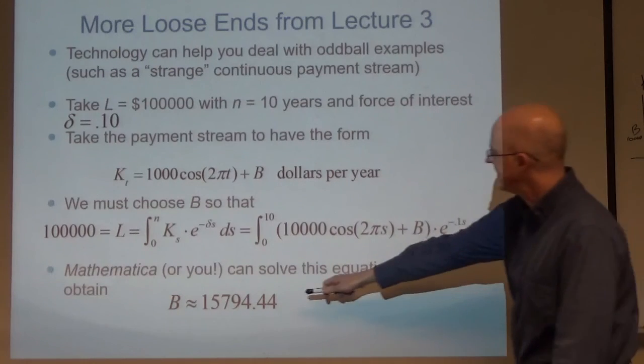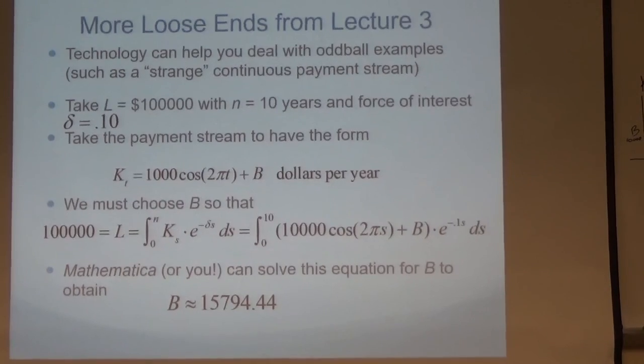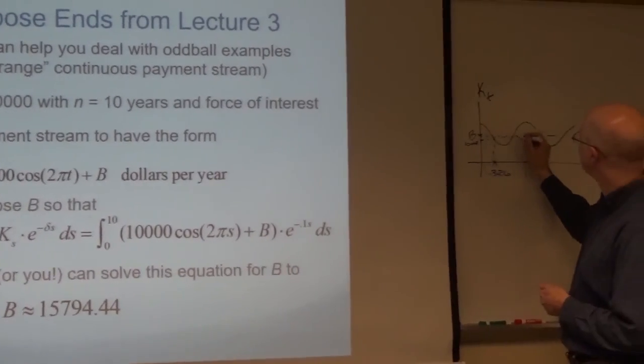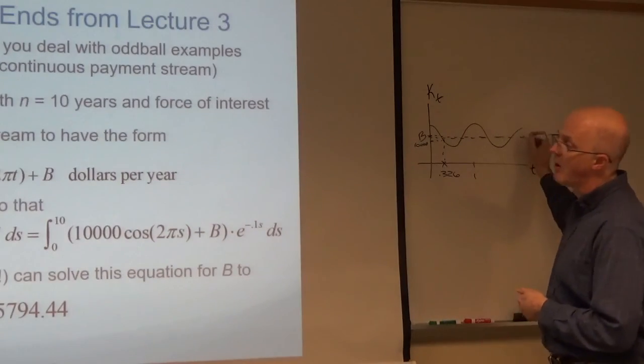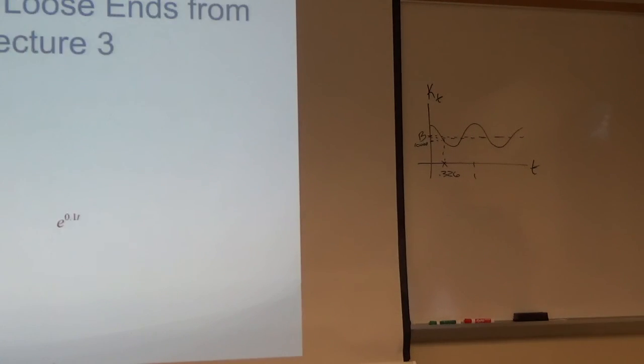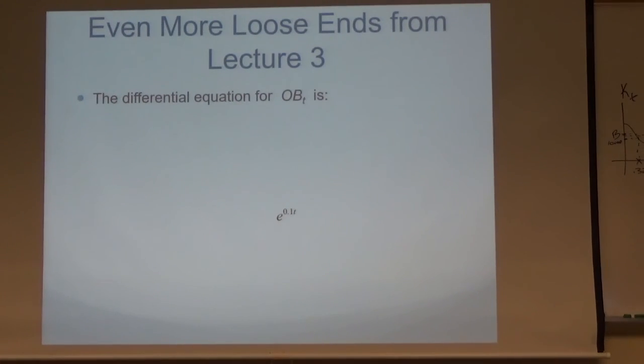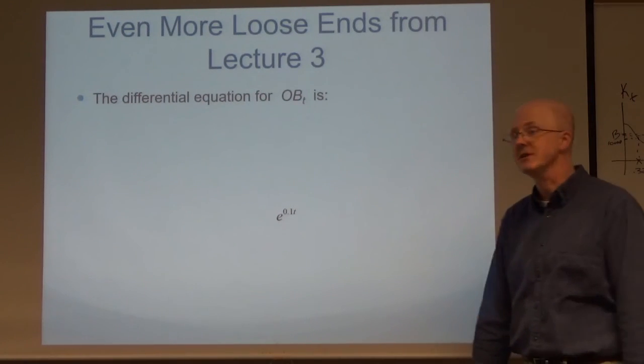B needs to be 15,794.44 to make this paid off by time 10. So that's got to be the value of B here, the midline, the average value of this payment stream over 10 years to make that happen. Anyway, then you can use technology to maybe find the outstanding balance as a function of time in this case.